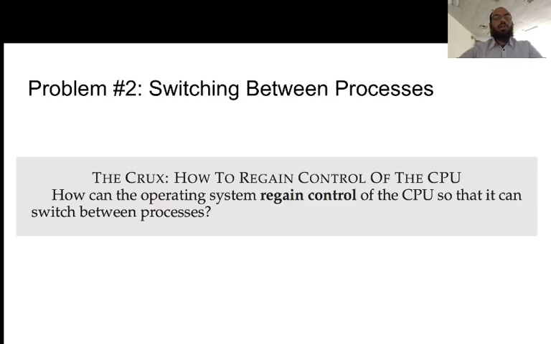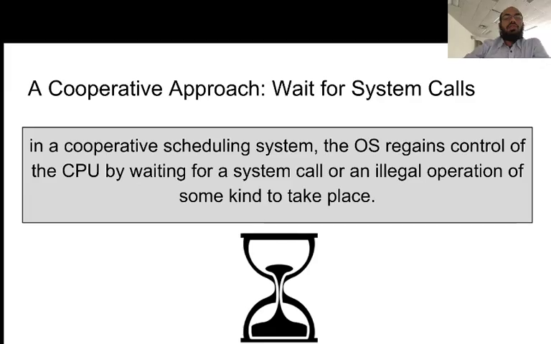So let us now talk about the second problem, which is switching between processes: how to regain control of the CPU when a process is running. And this is done by one of two approaches. The first one is a cooperative approach, which is basically you wait for system calls.